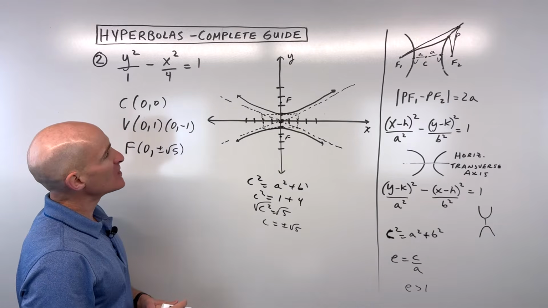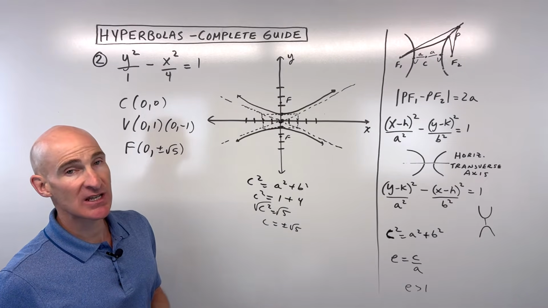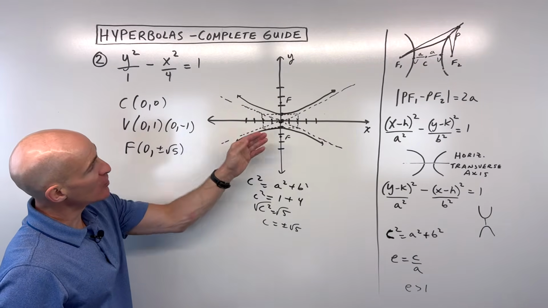And one thing we didn't talk about in the last example is the eccentricity. Let's talk about that for a minute, and then we're going to also do the equations of the asymptotes.